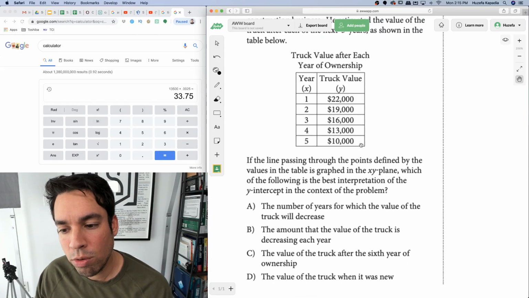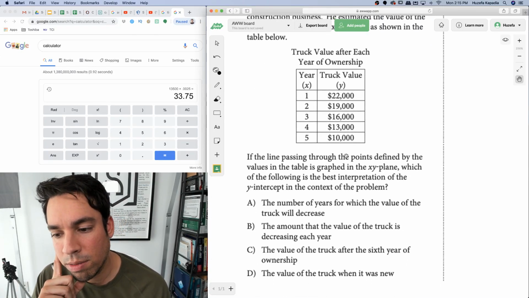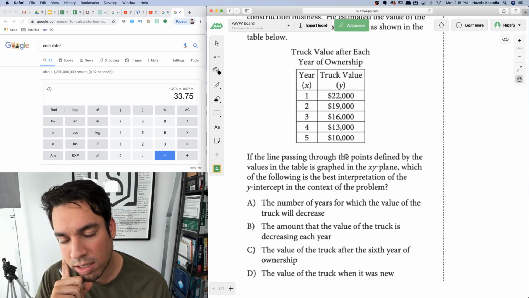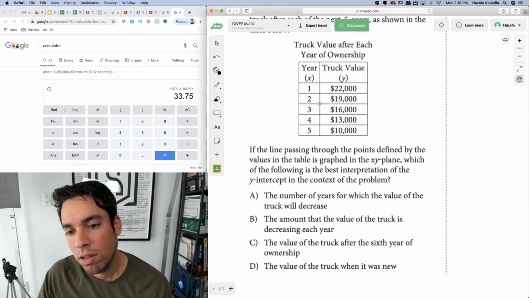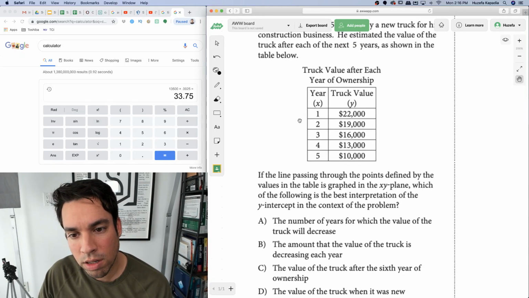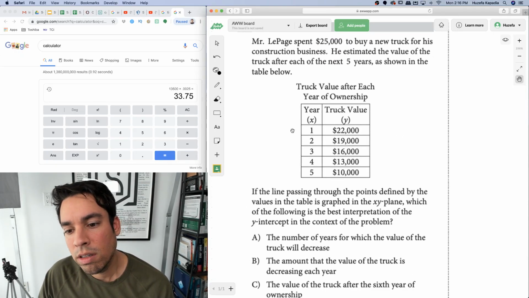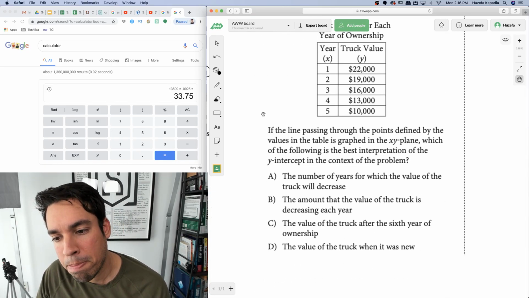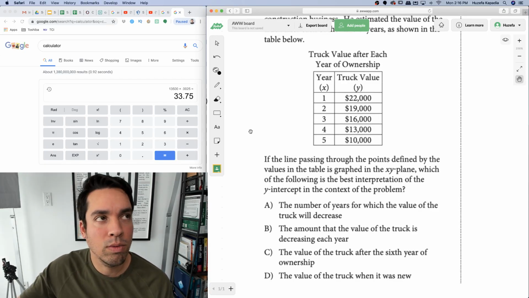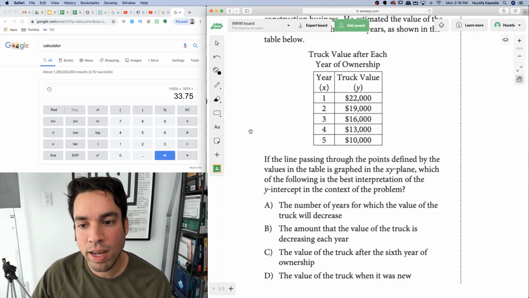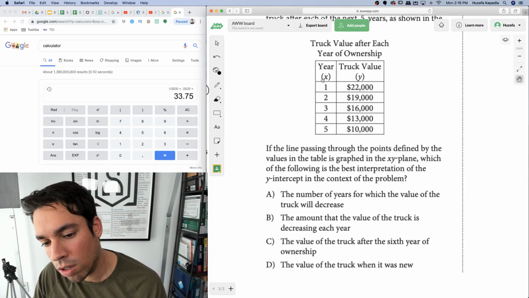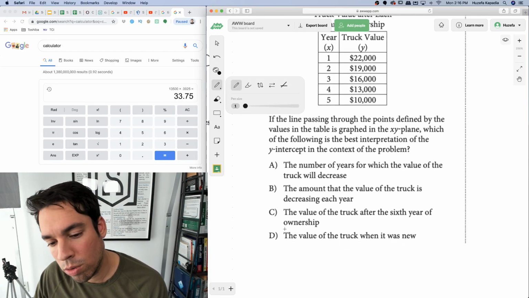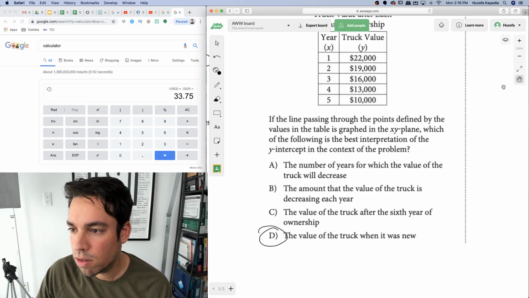There's a line passing through the points defined by the values in the table, graphed in the plane. Which of the following is the best interpretation of the y-intercept in the context of the problem? It's the starting value. It's the price of the truck when he bought it. It's $25,000. The y-intercept is always my initial value, so it would be the initial value of the truck. Yeah, the value of the truck when it was new, aka $25,000.